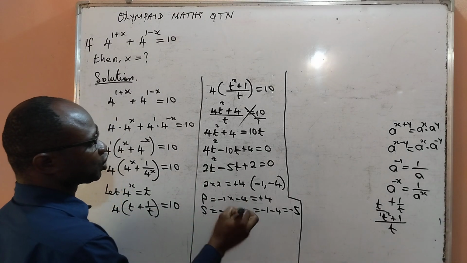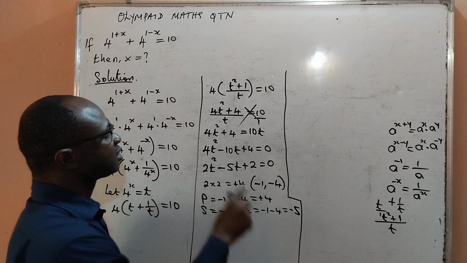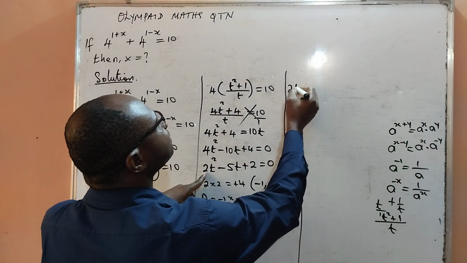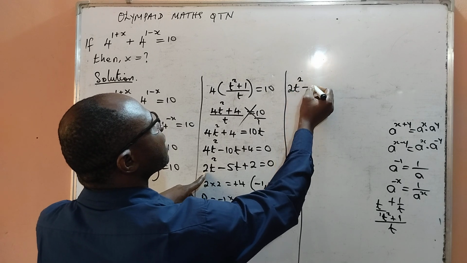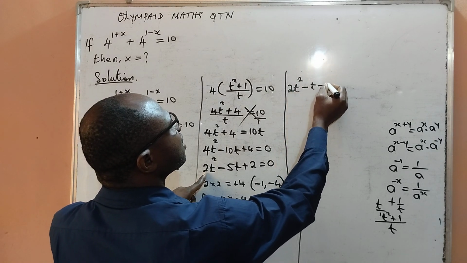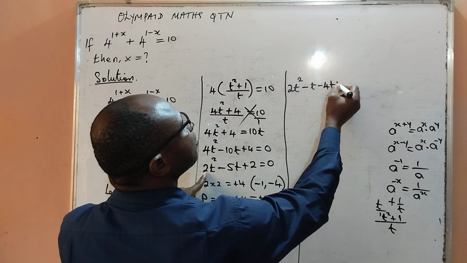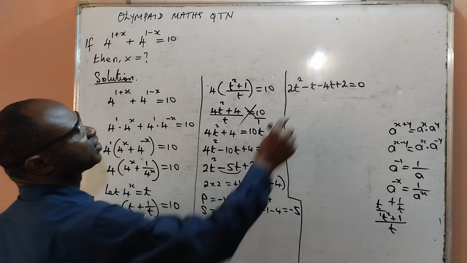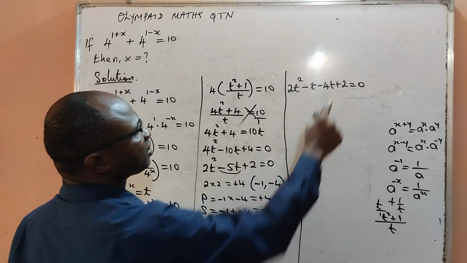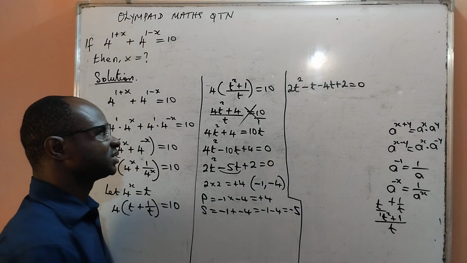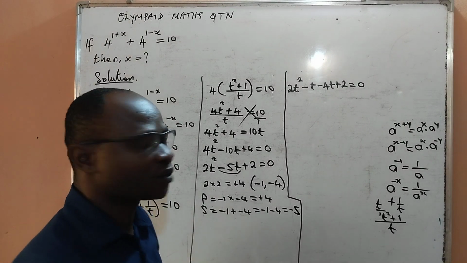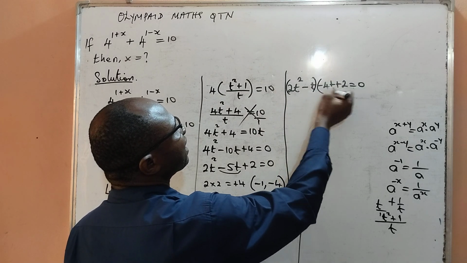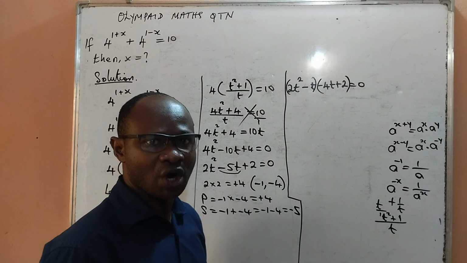And what I will do is to replace the two numbers that I have chosen at the middle to get 2t to the power of 2 minus t minus 4t, then plus 2 equal to 0. I have replaced negative 5t with a minus t minus 4t. This is the approach to factorization of a quadratic equation. At this point, I can put them into brackets to factorize what is common.